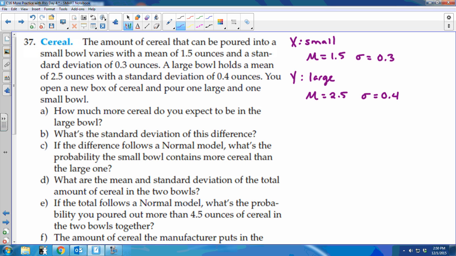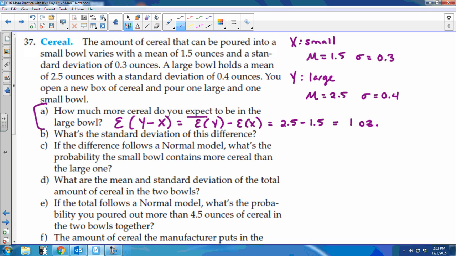You open a new box of cereal and pour one large and one small bowl. How much more cereal do you expect to be in the large bowl? And this is asking how much we expect. We're really looking at expected value, and we're trying to figure out how much more would be in the large bowl. So expected value of the large bowl minus the small bowl, right? When we do expected values, we can just subtract the expected values of the individuals. So we have 2.5 minus 1.5, so a difference of 1 ounce.